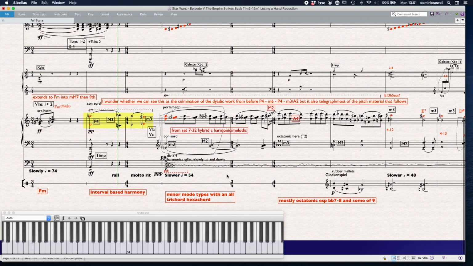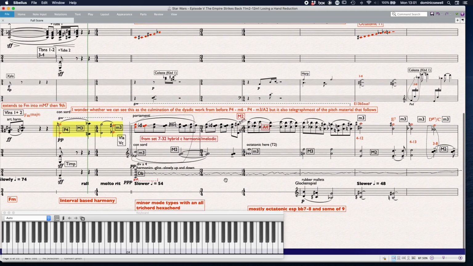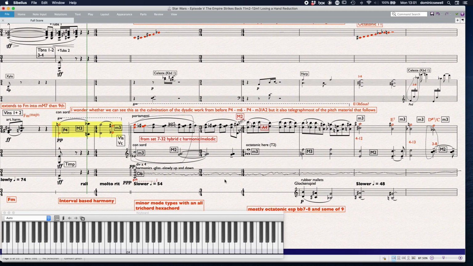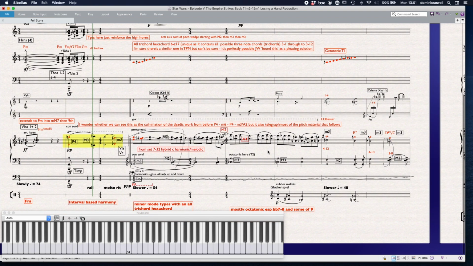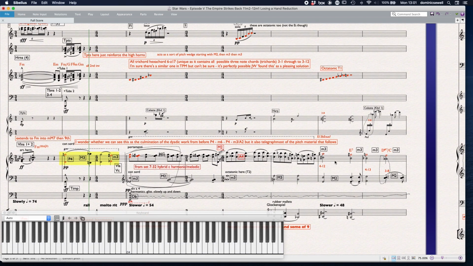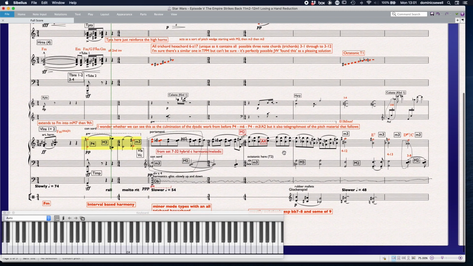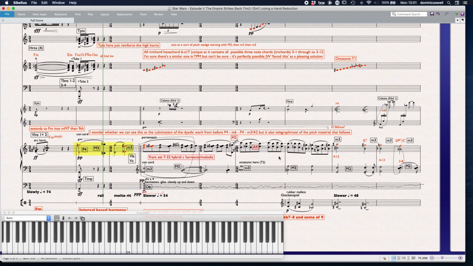It's a technique that you get in Firebird, although that's more in violins in Firebird. Stravinsky, by the way. So we do get some interesting things turning up, and it gradually becomes more and more octatonic as we go along. And that's definitely a decision that Williams makes.